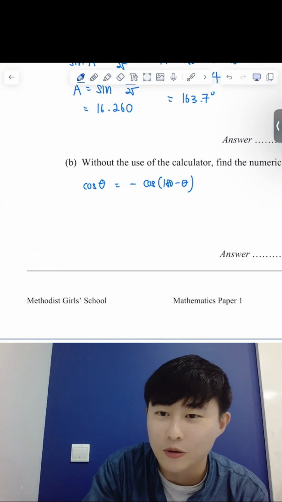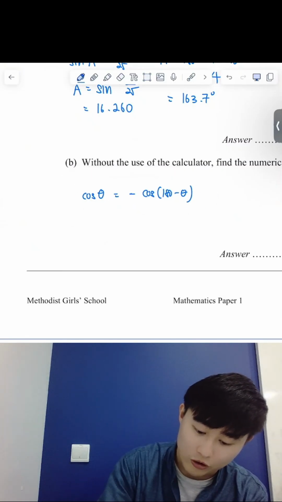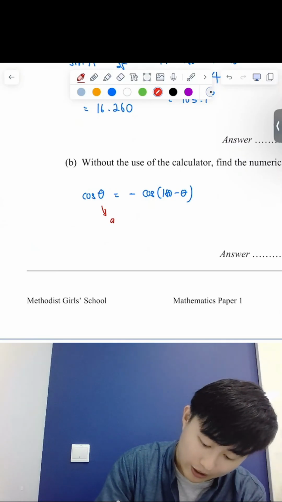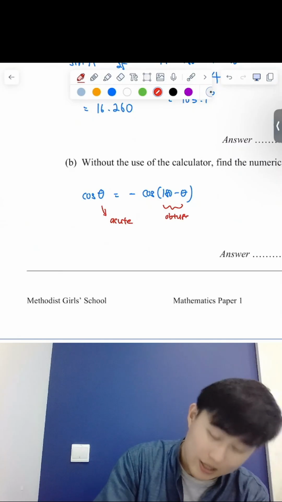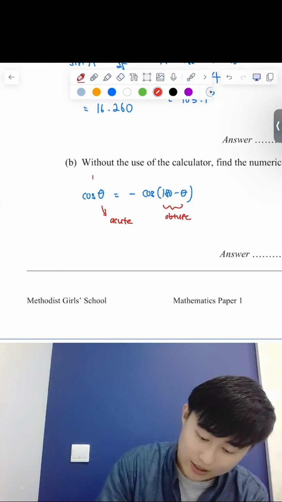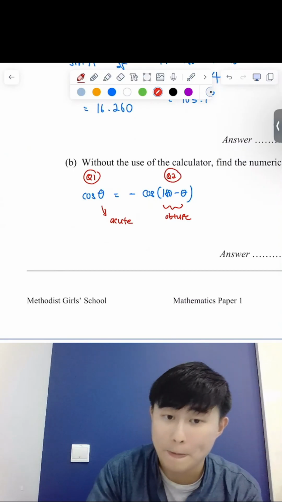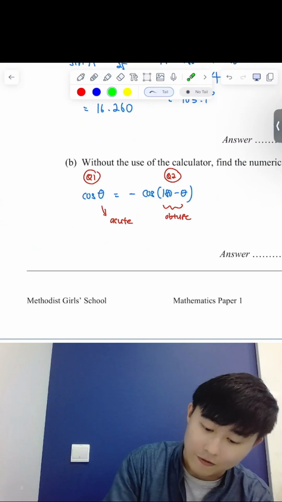So basically what this is telling you is this. In the first quadrant, let's say my theta here is an acute angle. Then definitely this thing here must be an obtuse angle. So what they're telling you is when this one is in the first quadrant, this one is in the second quadrant, then basically the value is the same.